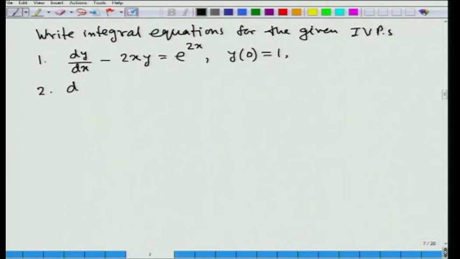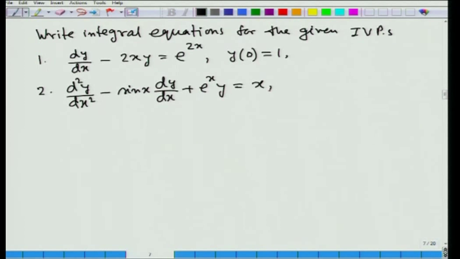Problem number 2, d2y/dx2 minus sin x dy/dx plus e to the power x into y equal to x, with initial conditions y(0) equal to 1 and y dot 0 equal to minus 1.